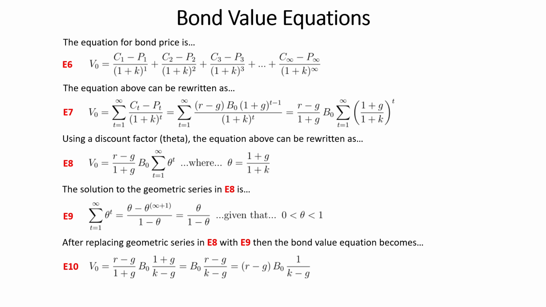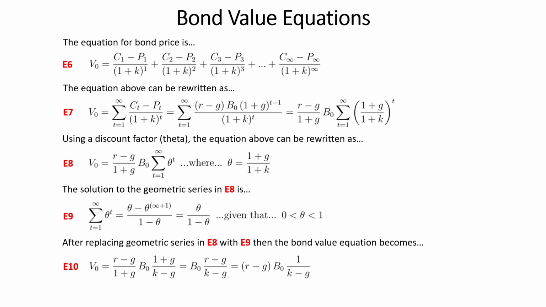So at the end of that equation, you can see that our equation for bond value becomes V subscript 0 equals R minus G over 1 plus G, times the principal at the beginning of year 0, times that summation.